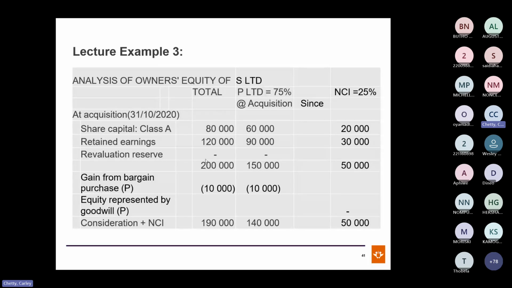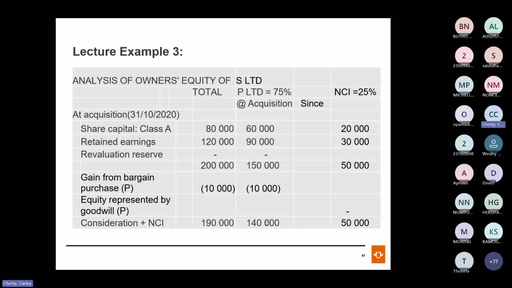Now we can total up. So the total equity that S has is 200,000 Rand. The total equity that P has in S is 150,000 Rand. And NCI's share in the equity of S is 50,000 Rand. And remember we said that P paid 140,000 Rand to acquire their 75% in S. So the consideration paid here is 140,000 Rand.